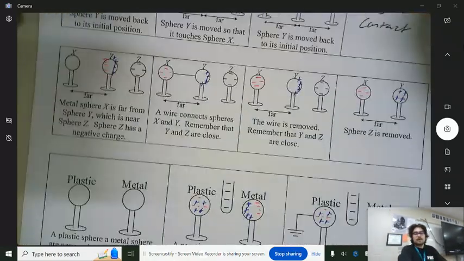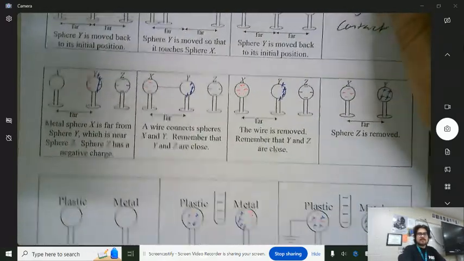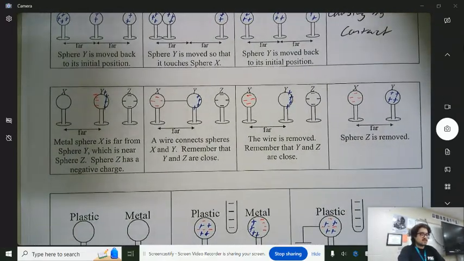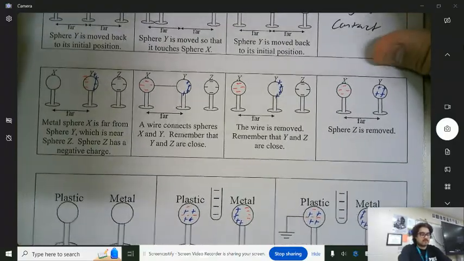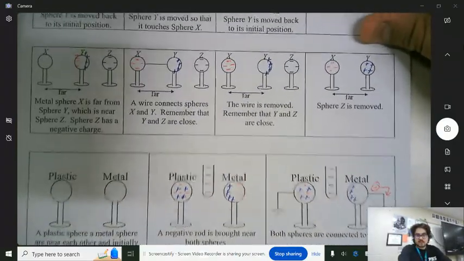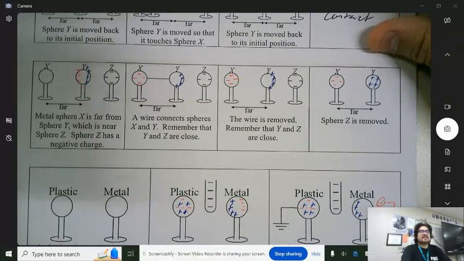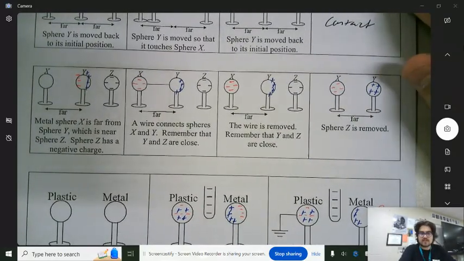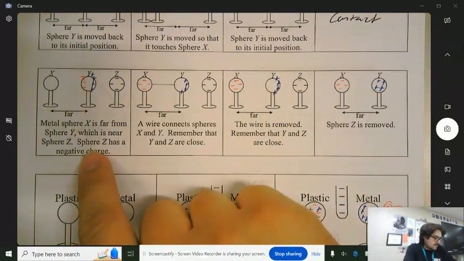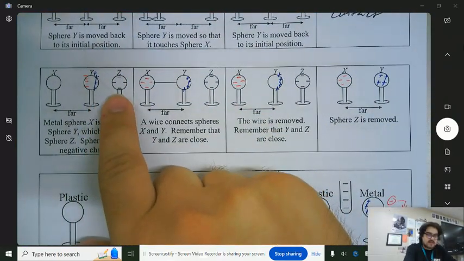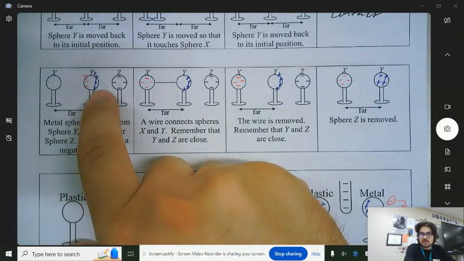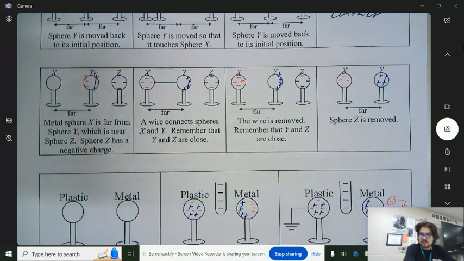Okay, this middle example right here shows you how wires can be used, okay? Wires, especially in examples with spheres like this, are like bridges, okay? They basically can connect 2 spheres even if they're not near each other. So for example, we have sphere Z, which has a negative charge. Sphere Y is neutral. Sphere X is also neutral, okay? But I'm just drawing the charges on sphere Y to illustrate the point to you.